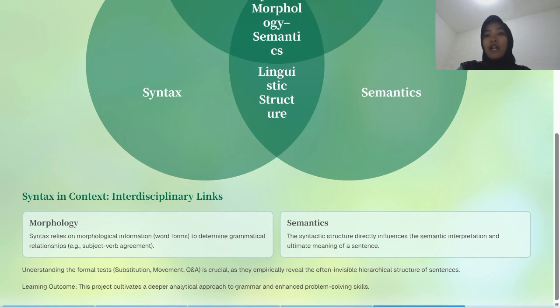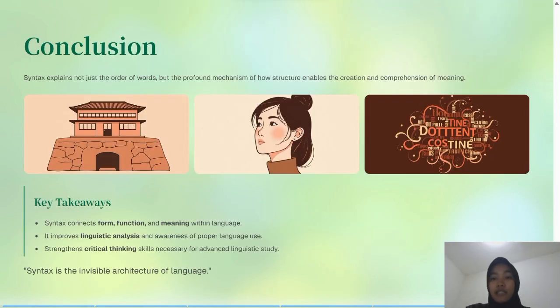The most challenging part for me was the constituency test, especially using the movement test for idioms. But after several practices, I understood how these tests reveal a sentence's features and meaning relationships. This project helped me build a deeper understanding of grammar and sentence structure.